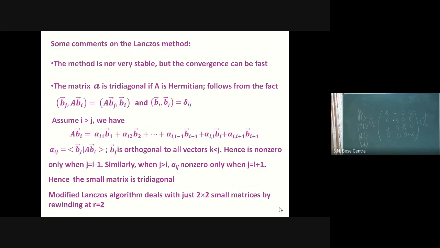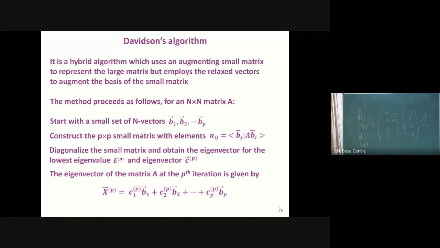And if A is a Hermitian matrix, it's easy to show that the Lanczos matrix, the small R by R matrix that you get, is a tridiagonal matrix, because you know that in a Hermitian matrix, A_ij is equal to A_ji bar. So that's why we can show that it's actually a tridiagonal matrix. I've just shown you the proof of that. I don't want to go into the proof, it's quite simple. Now, so we have two methods.